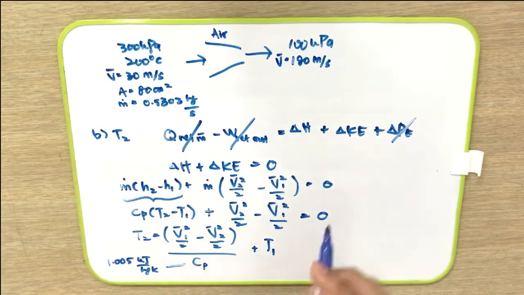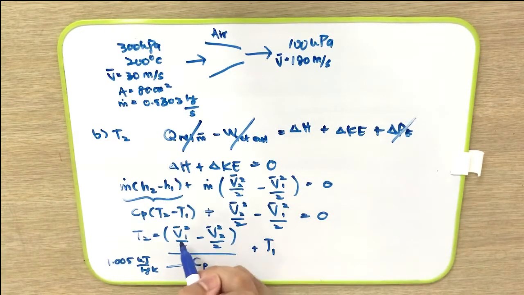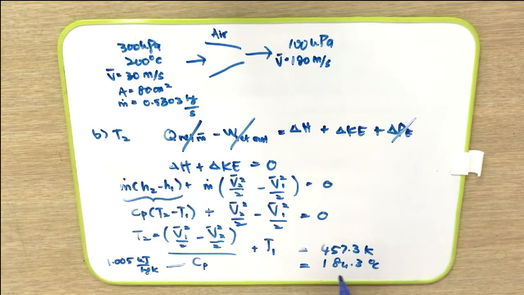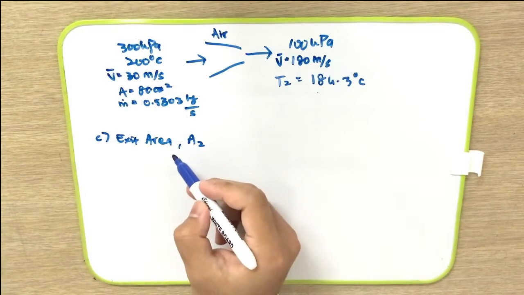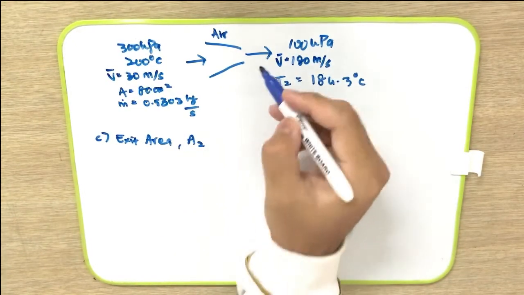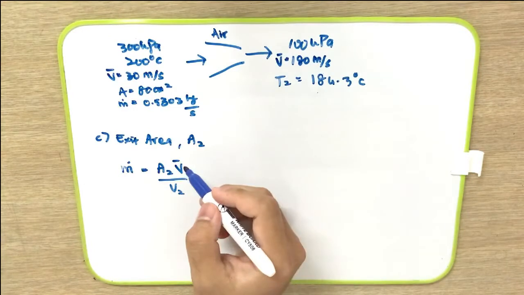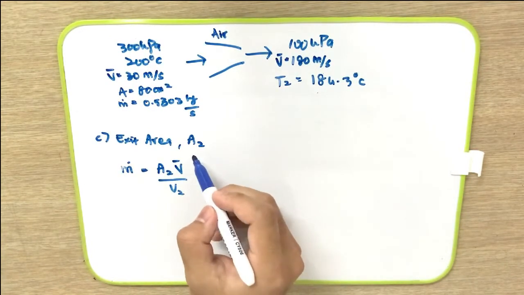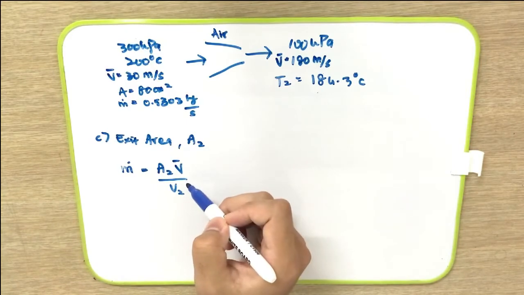Then after we have included all the values for V1, V2 and T1, we will get the answer 457.3 Kelvin or 184.3 degrees C. This is the exit temperature. Next, we have to find the exit area, or the area at the outlet of the nozzle. Same as the question just now, we need to find the exit area at the outlet by using this equation.